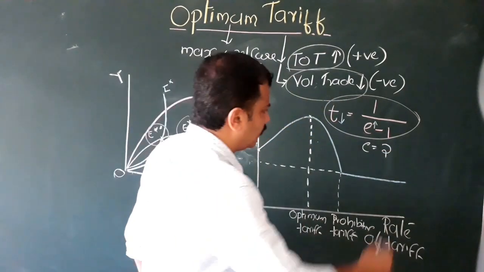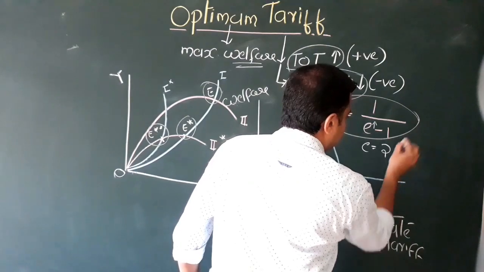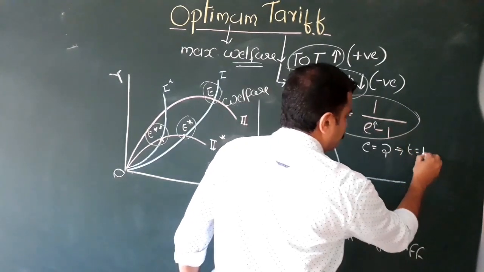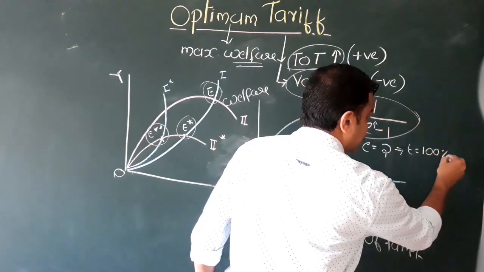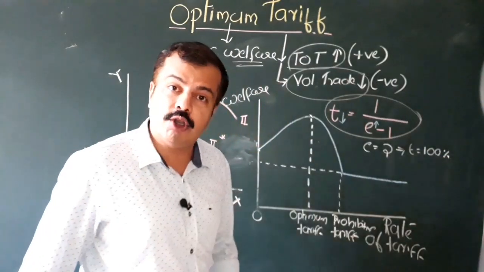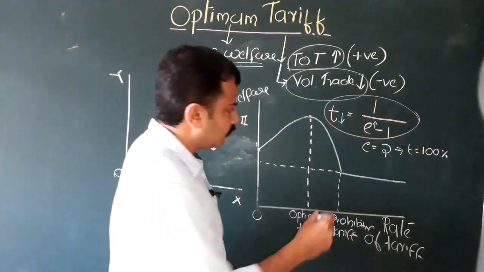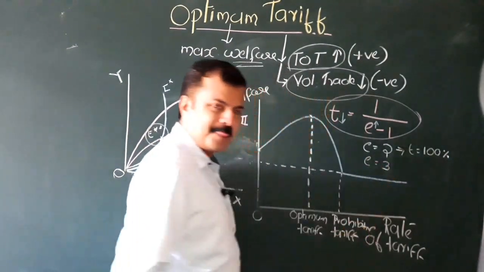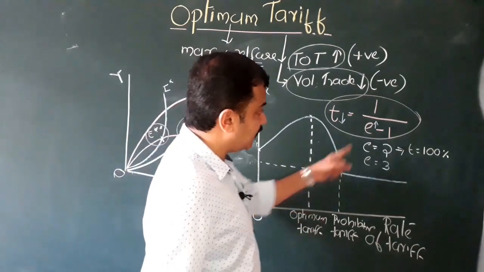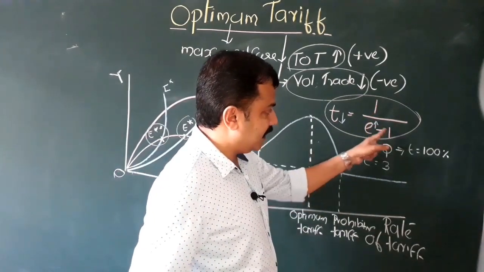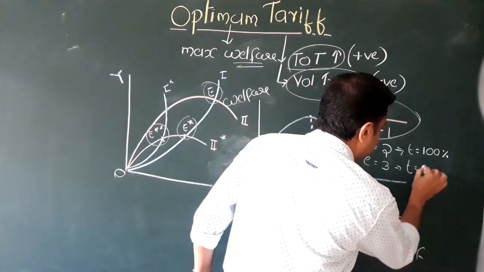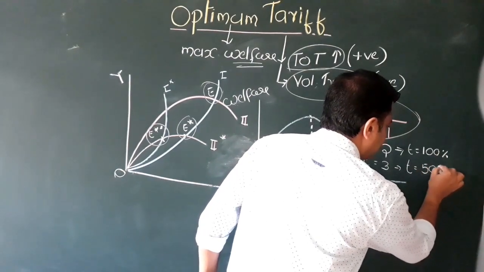If E is equal to 2, then what will be our value of t? That means t is equal to 1 by 2 minus 1, so the optimum tariff can be equal to 100%. Now, let us say if E is equal to 3, that means 1 by 3 minus 1, which is 1 by 2, so t will be equal to only 50%.